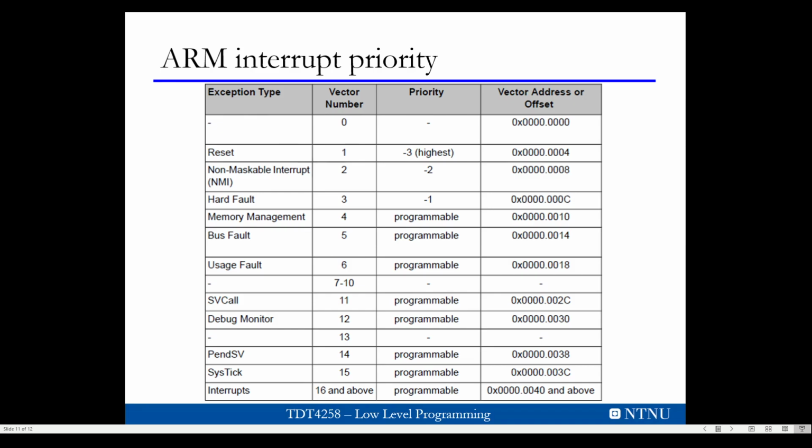So this is what the priorities in the ARM instruction set architecture look like. These three are the highest priority interrupts. Reset is the highest, then non-maskable interrupt, and then hard fault. And for the rest of the interrupts, the priorities can be decided by the user, by the programmer.